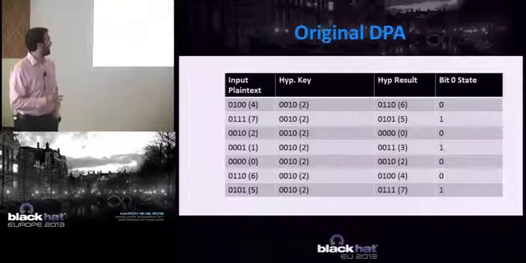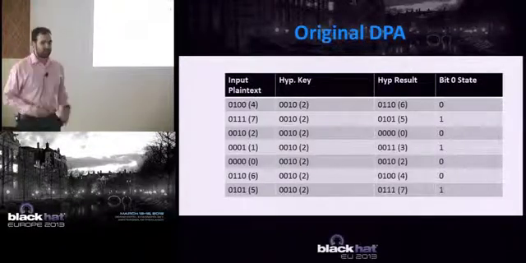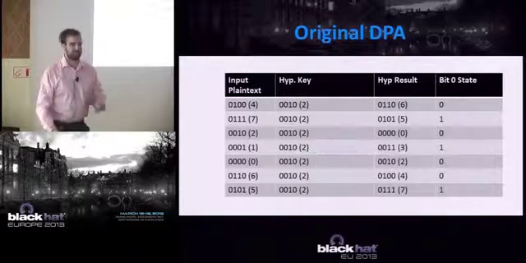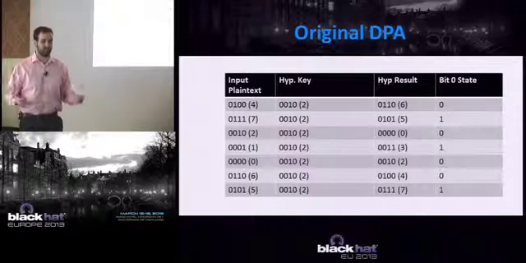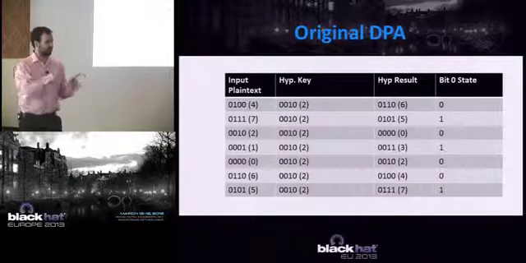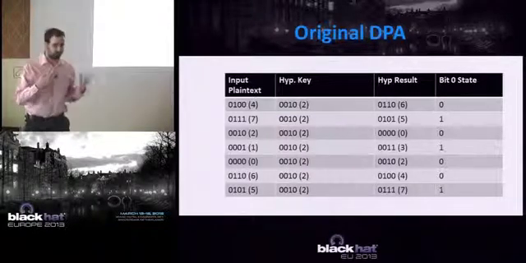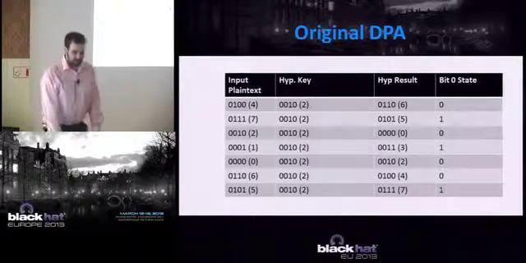So the original DPA attack, you put in, in this case, I have 7 input plaintexts. I've just randomly chosen 7. It doesn't matter what they are. And I've measured the power while I've put those in. So now I have 7 power traces, and I can see what was happening during that time.